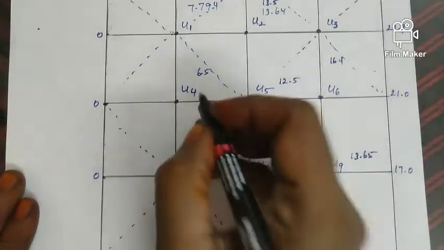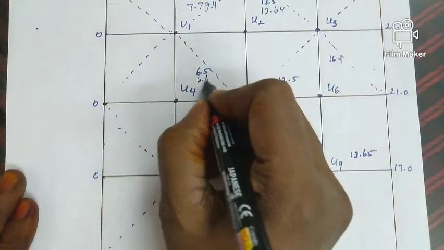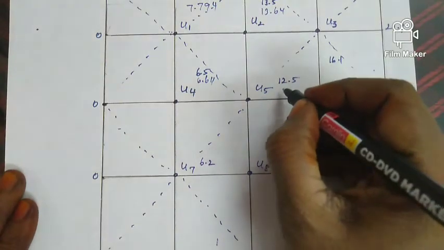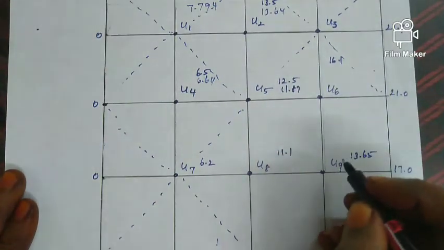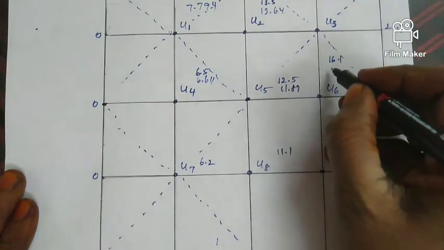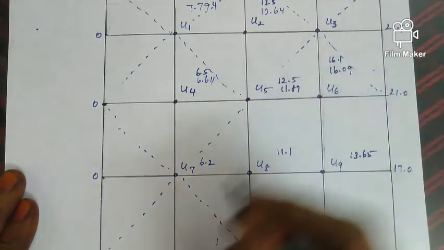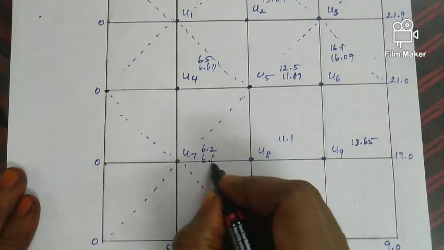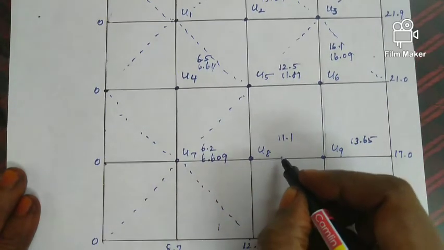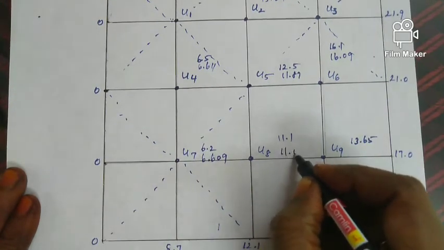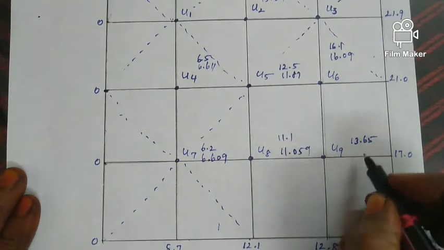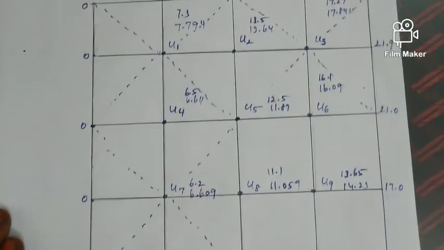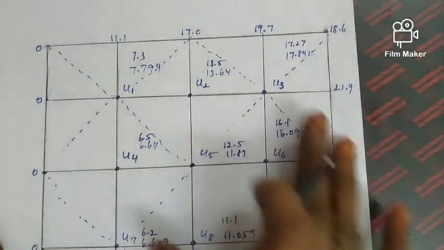u4 of 1, the answer is 6.611. Okay, and then u5 answer is 11.87 and then u6 answer is 16.09 and then u7 answer is 6.609, and then u8 answer is 11.059, and then u9 answer is 14.23. Okay, so this is only the first iteration we have completed.